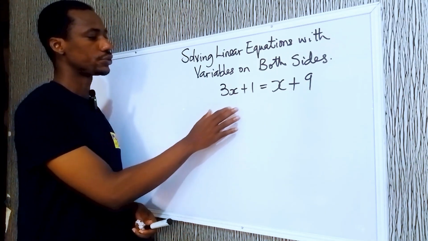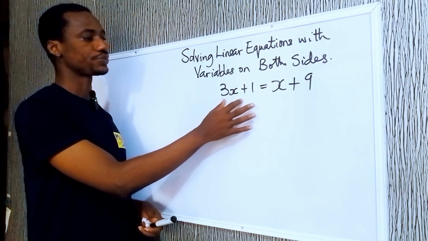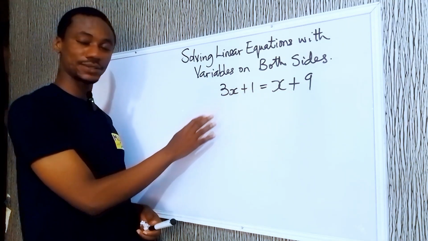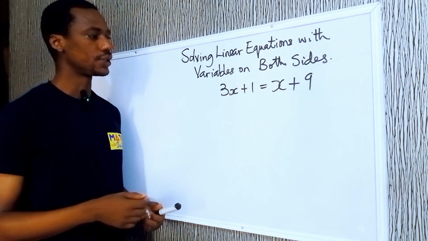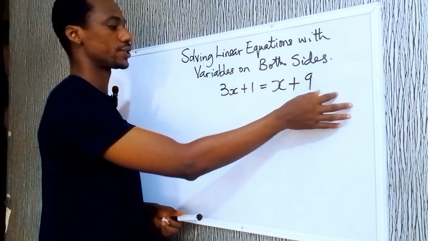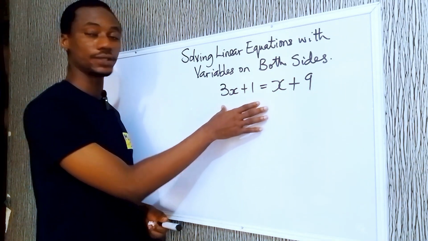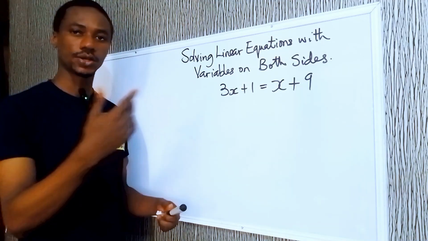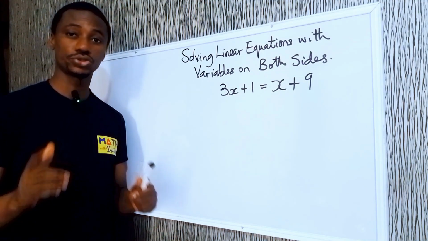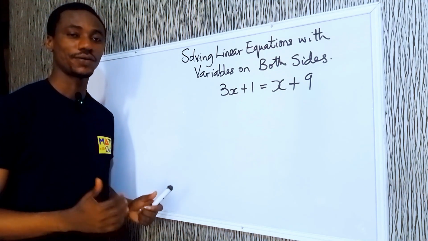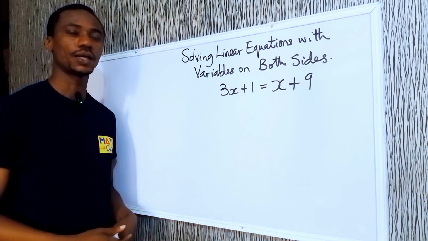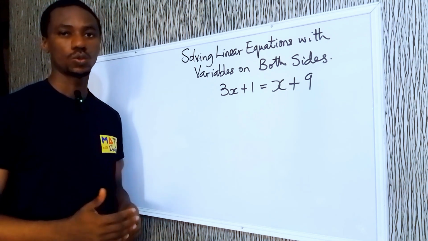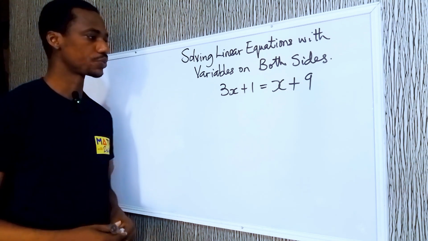So here we have 3x. So how can we bring this x to this side? All right, and then take this one to the other side. So we have only the variables here and then the numbers, the constants. Okay, so to solve this, I'm going to show you two methods, two ways we can solve it. And then I'll also show you one of the shortcuts we use, okay?